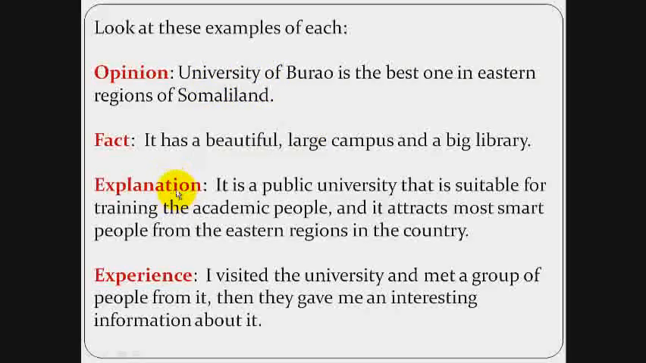Now let us take another reason that supports my opinion statements. The explanation is saying it is a public university. Yes, that is suitable for training the academic people, and it attracts most smart people from the eastern regions in the country. Very good. This is extra information about why Bur'a is the best university in the eastern regions of Somaliland. Now, it is a public one.